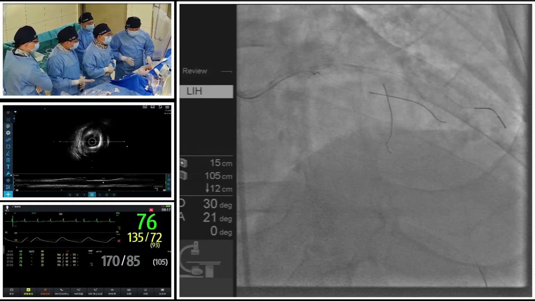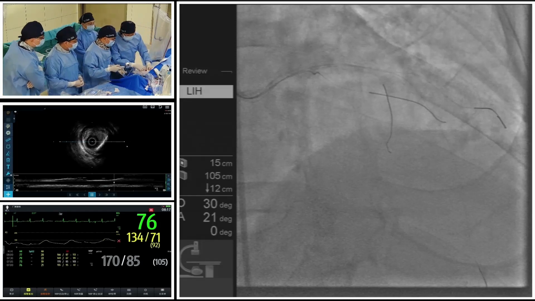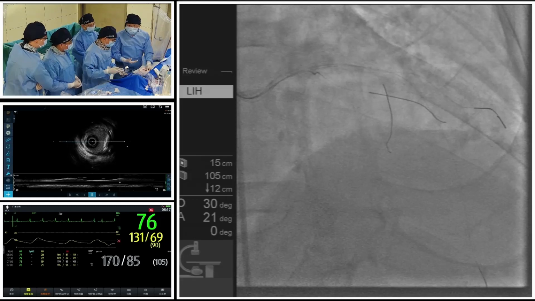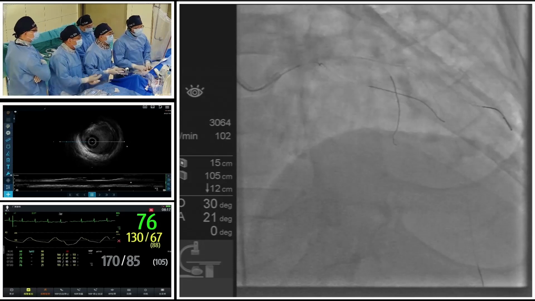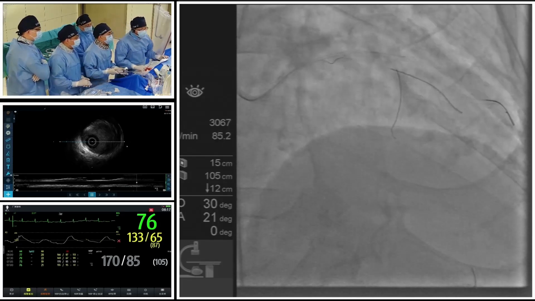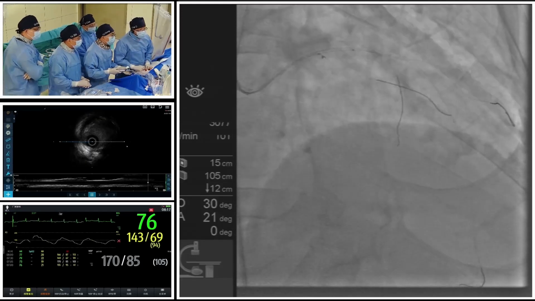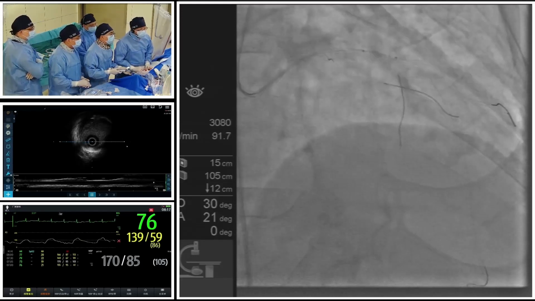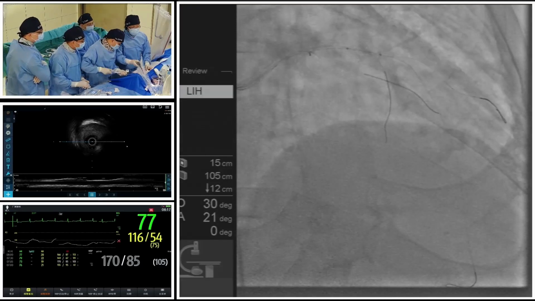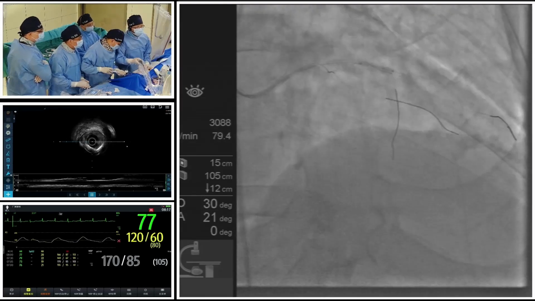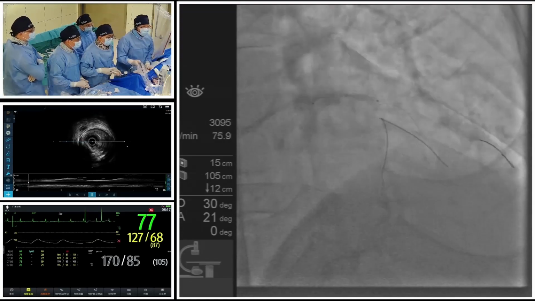Now I will use a 3.0 shockwave balloon to fracture the calcified lesion. But the key point is whether the balloon can be advanced to the target lesion. I think with the help of the 1.5 burr rotablation, it offers some benefit to the crossing of the devices. Yes, we can see that we passed very smoothly. So the balloon was inflated at full atmosphere.